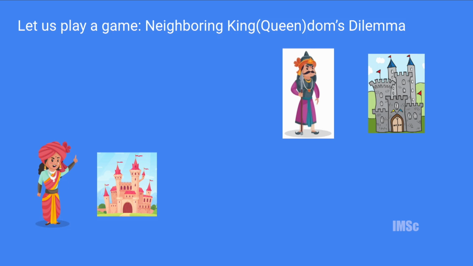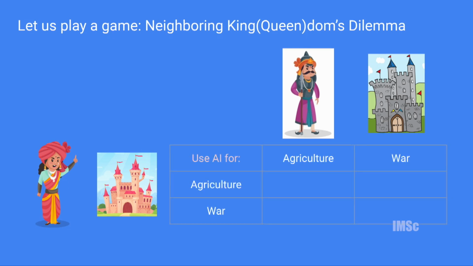Suppose you are handling a queendom and a kingdom, and the setup is that these are modern day kings and queens, so they can use AI for two different purposes. Either they can develop better techniques and technologies for agriculture, or they can design better warfare machinery. Whichever they do has an implication, because the outcome will be decided not by what the queen decides or the king decides alone, but by what both of them decide.